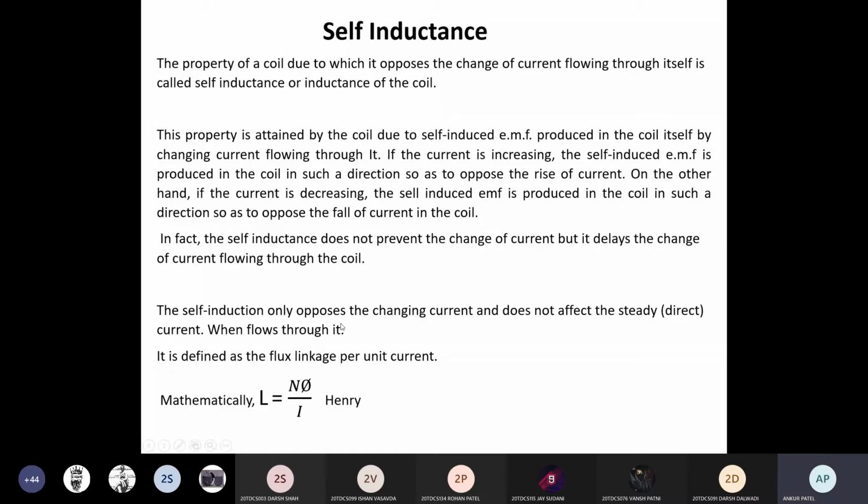So the self-inductance only opposes the changing current and does not affect the steady current. Okay, so it opposes only the changing current. It doesn't affect the direct current in the circuit when it flows through it. It is defined as flux linkage per unit current. So self-inductance L is equal to N phi by I. The unit of inductance is Henry. So this is your self-inductance, L equal to N into phi by I.